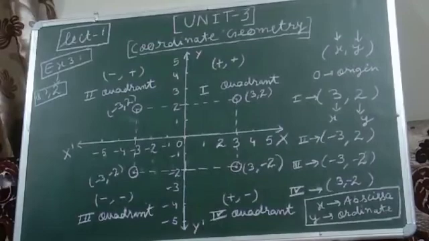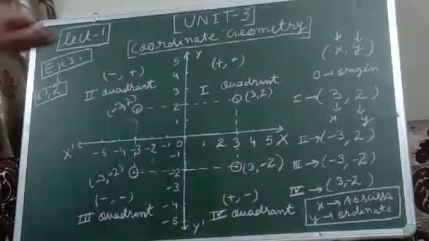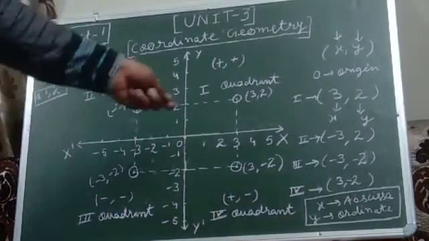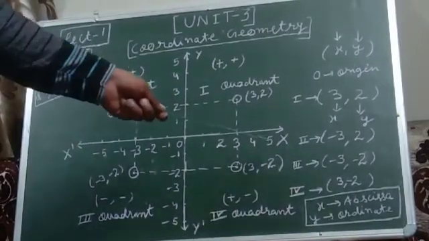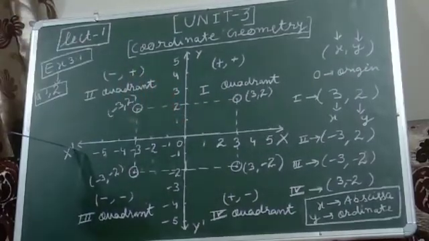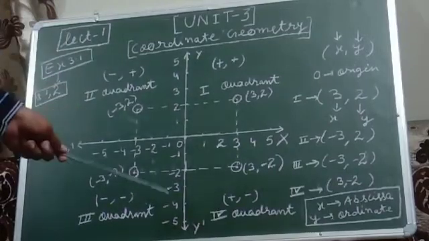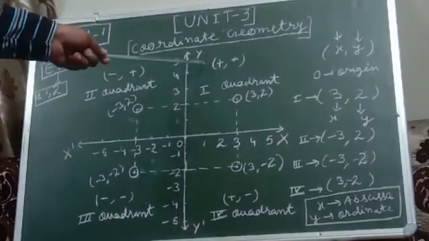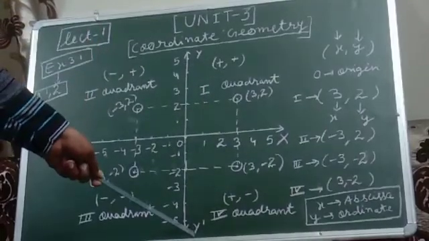In coordinate geometry we use these two lines. This is the first line and this is the second line. This is called the horizontal line. On the horizontal line, on the right hand side we use the x axis, and on the left hand side we use the x dash axis. Now this is the vertical line. In this vertical line, this side we use the y axis and this side we use the y dash axis.